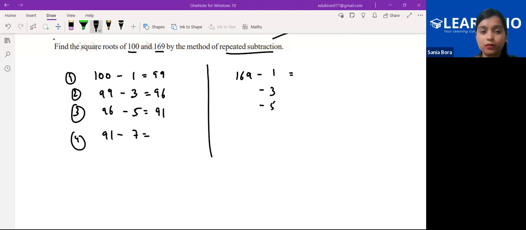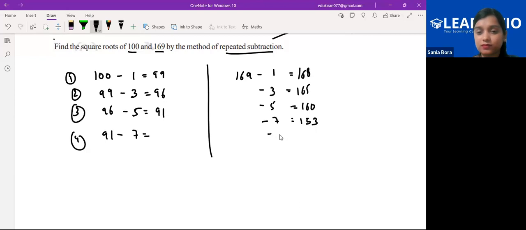169 minus 1 is equal to 168. 168 minus 3 is 165. 165 minus 5, 160. 160 minus 7 is 153. Okay, Naisha, you tell me. 160 minus 7 is equal to 153.